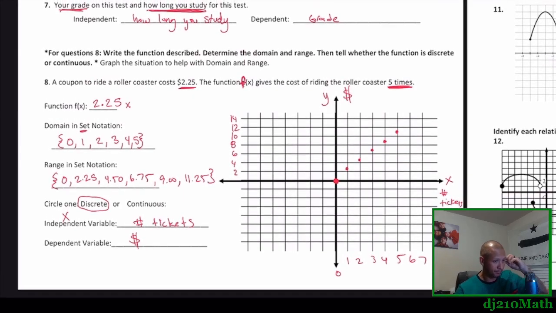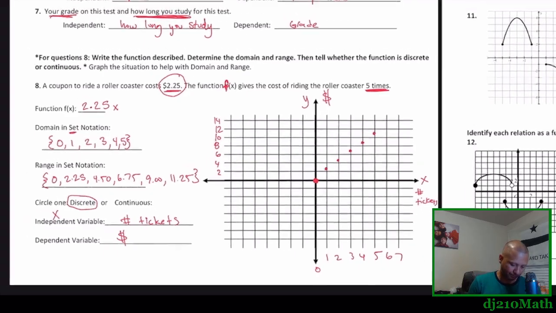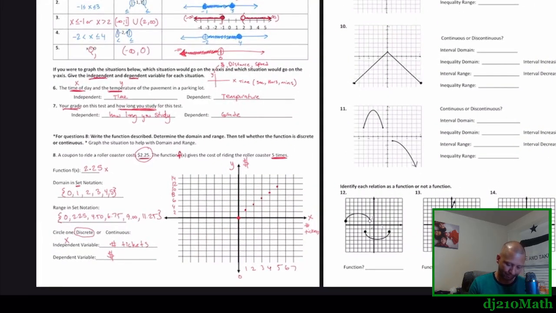So that's number 8. Now, you could have any kind of question similar to this. This cost is going to play a role, and typically you're going to multiply that by the number of times something happens, which is typically x. And here they said 5 times. They didn't have to say 5 times. They could have said whatever number.